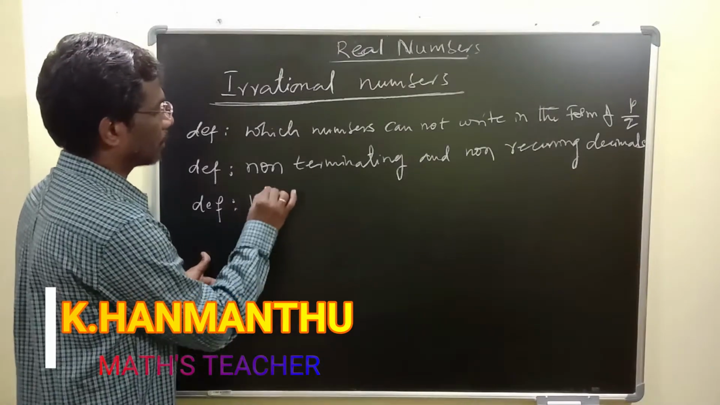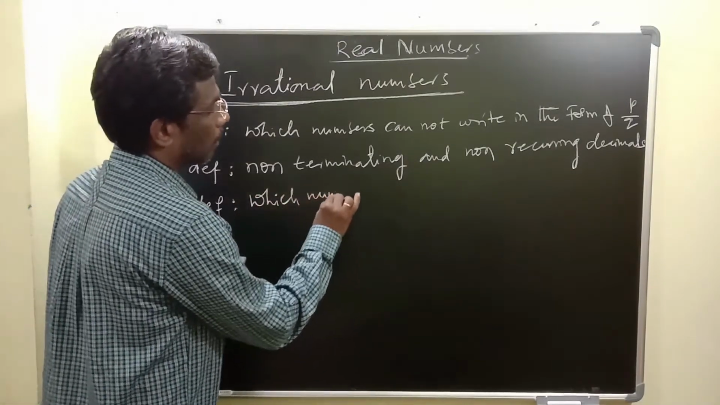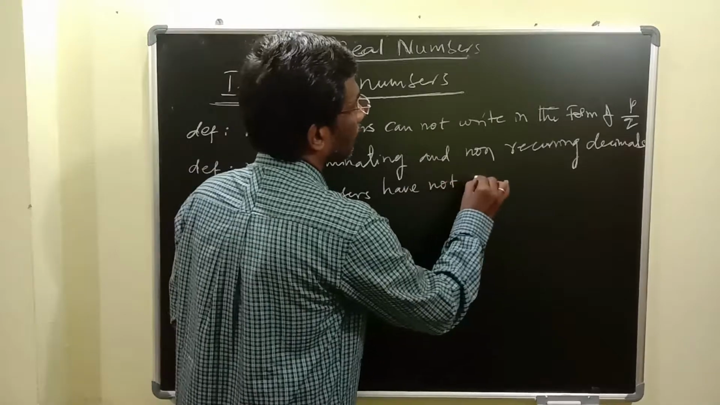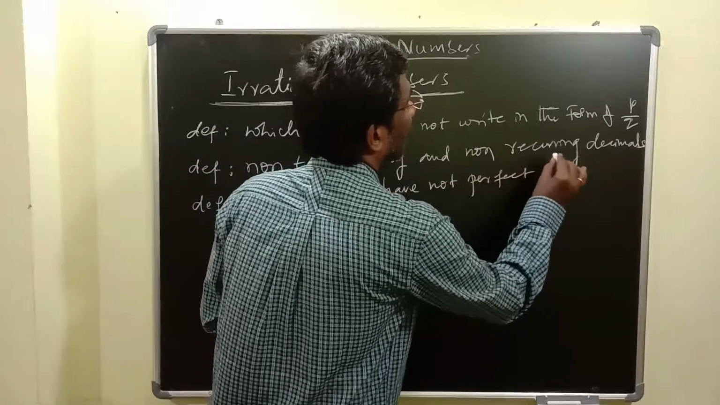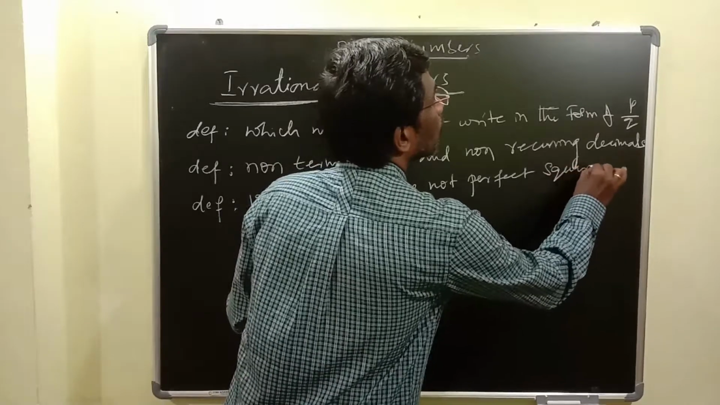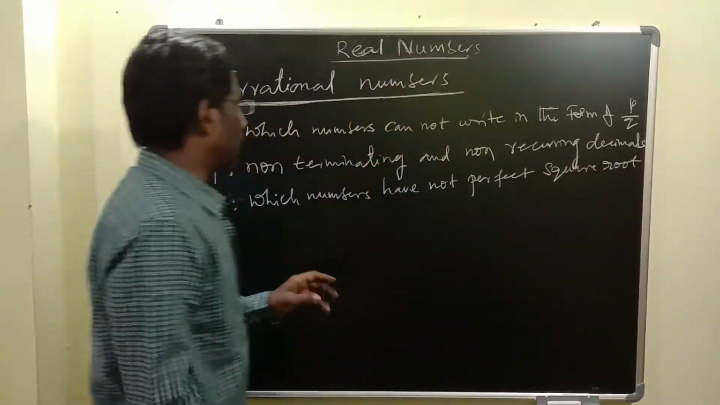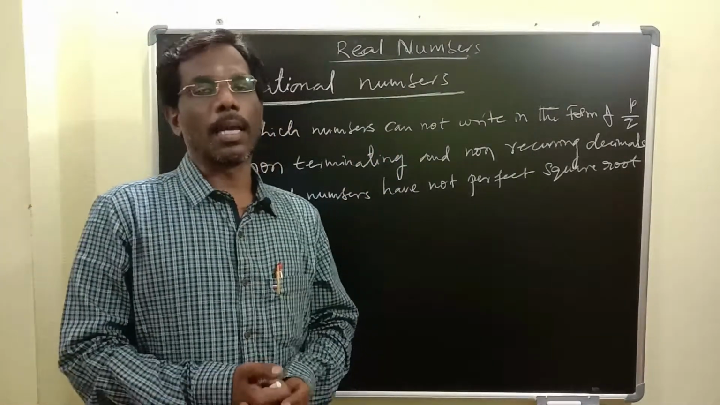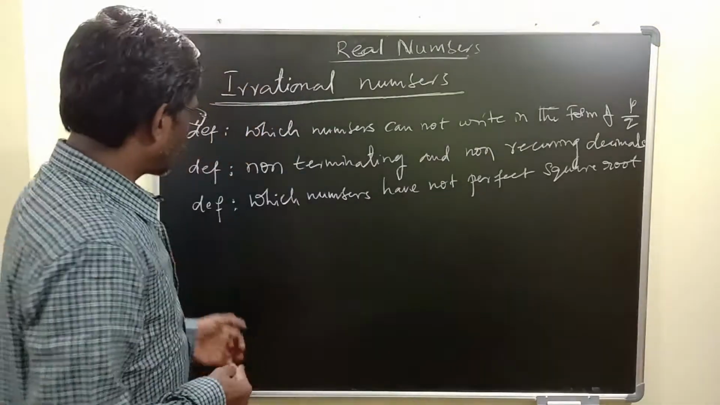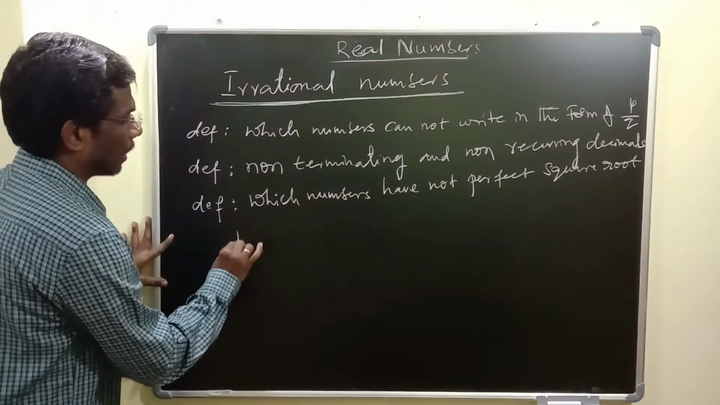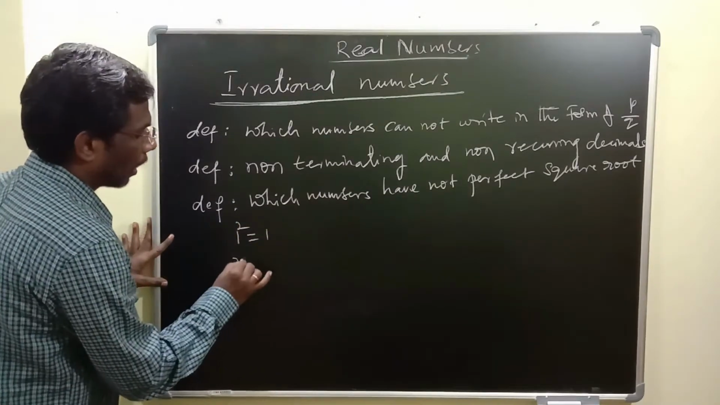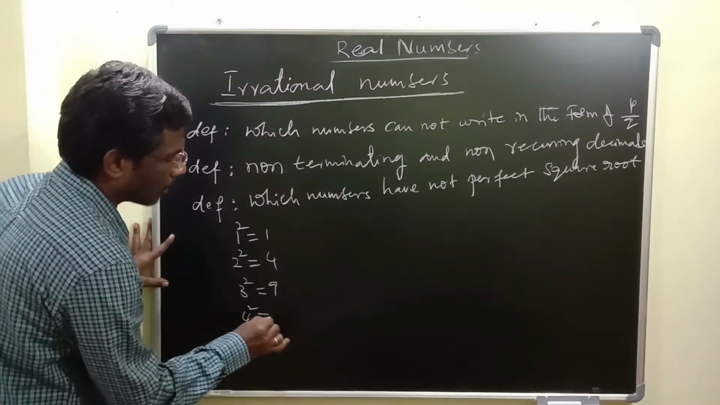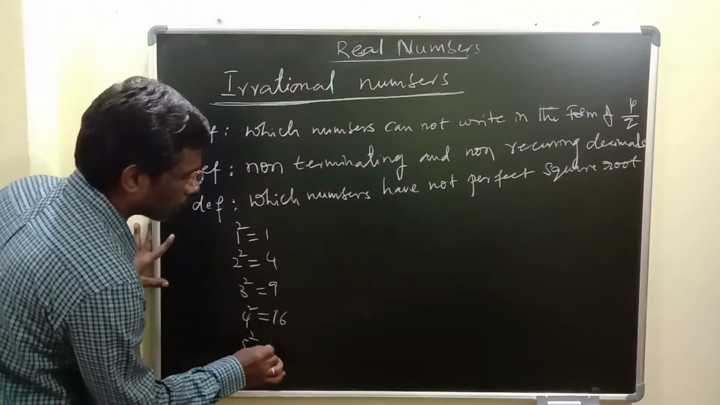Which numbers have no perfect square root, those numbers are also called irrational numbers. For example, see, I am writing here: 1 square is equal to 1, 2 square is equal to 4, 3 square is equal to 9, 4 square is equal to 16 and 5 square is equal to 25.